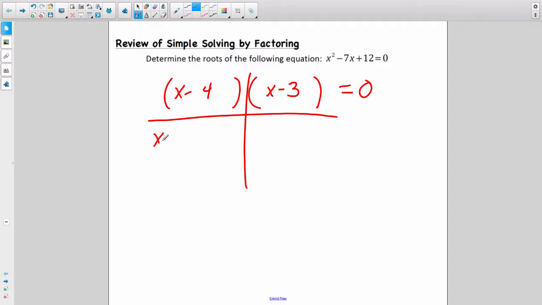Solving each side for 0 because of that nice zero product property thing that we know about. These are the roots that we get: 3 and 4. Okay, easy enough, right? So the deal is, what if I were to just give you 3 and 4 and say, you tell me where they came from? Well, that's what we're going to do.